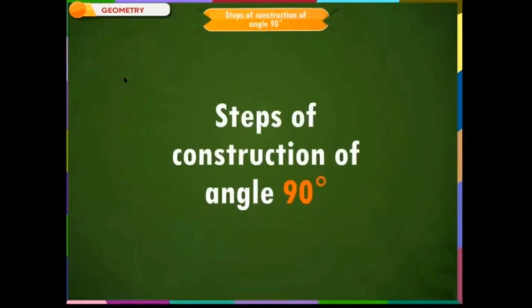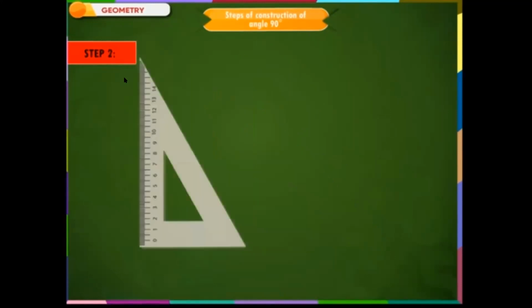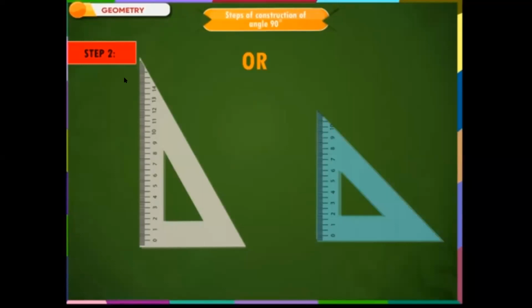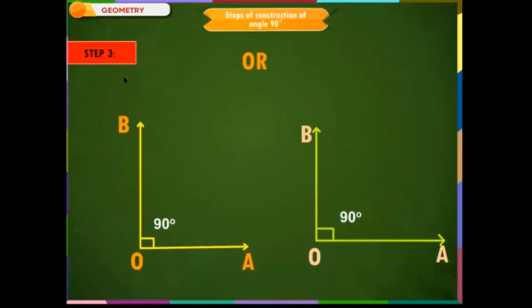Steps of construction of angle 90 degree. Step 1. As both the set squares have 90 degree angles, either of them can be used to construct an angle of 90 degree. Step 2. Place the 30 degree set square or the 45 degree set square and draw a ray OB starting from the vertex measuring 90 degree. Step 3. Draw a ray OA along the other edge of the set square starting from point O. The angle so obtained is of 90 degree. The same procedure can be repeated with the other set square.